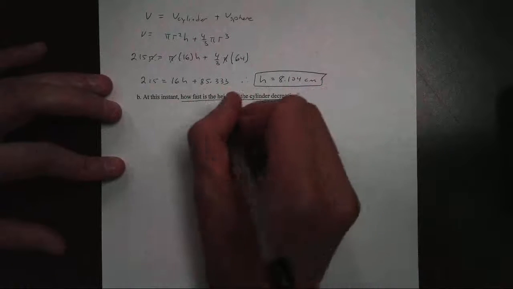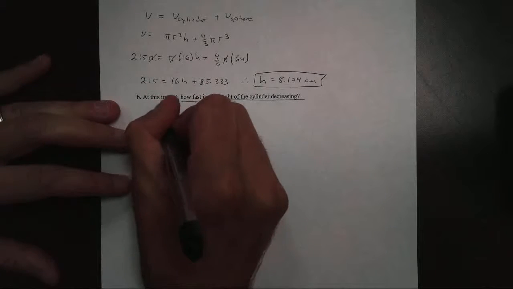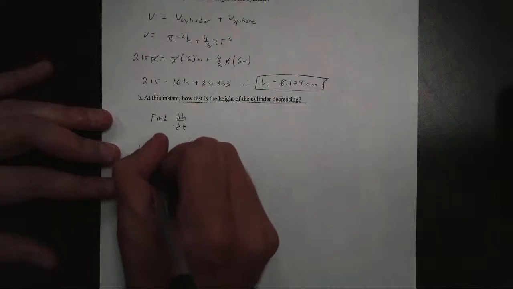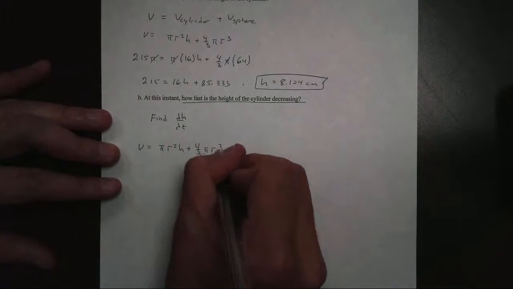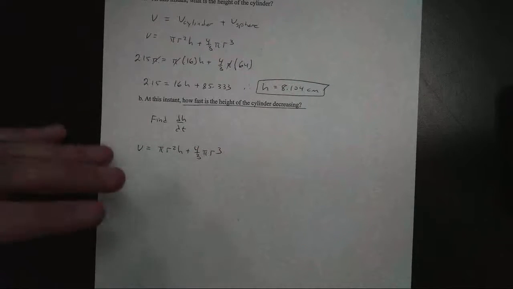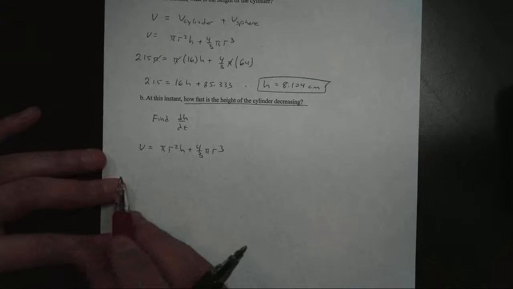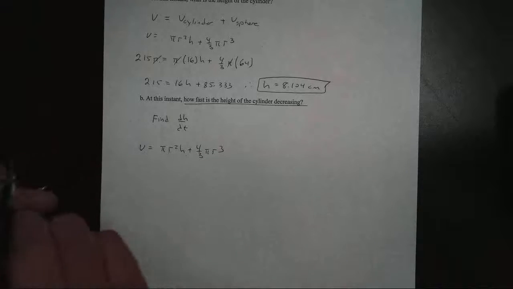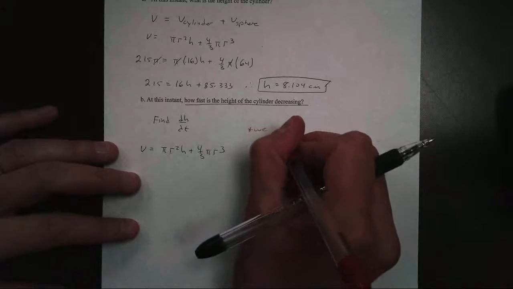Now at this instant, how fast is the height of the cylinder decreasing? Now we're talking calculus, because it's asking me how fast the height of the cylinder is decreasing. It's asking me to find dh/dt. So I'm going to write out my formula again: V equals pi r squared h plus 4/3 pi r cubed. You need to write this down again, even though we already have it. Normally, we could replace r or h, but if you notice here, we can't replace r or h.